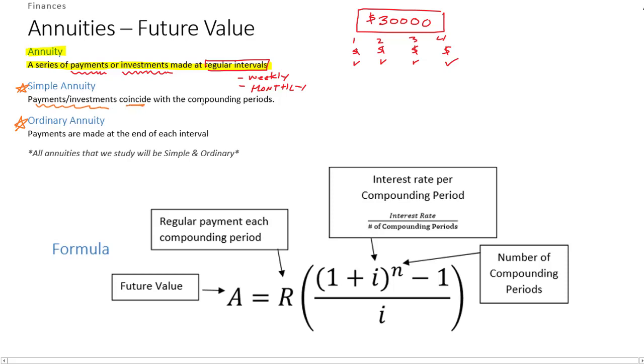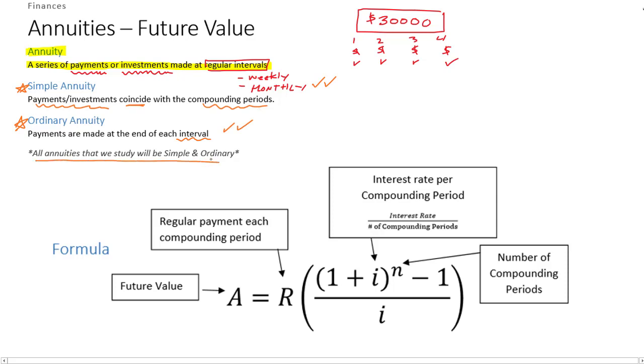So what it says is when you make the payment or invest the money, it coincides. It happens at the same time the interest gets added in, right? So they add the interest in every month, and you make a payment every month. That's what simple means. And ordinary means the payments are made at the end, not the start, of each interval. So in other words, at the end of each month. At the end of month one, you make a payment and you get your interest, okay? So don't worry, everything we will do is simple and ordinary. Just keep that in mind.